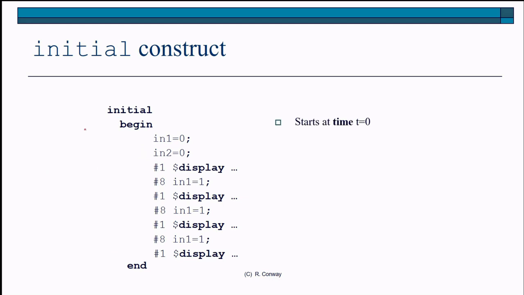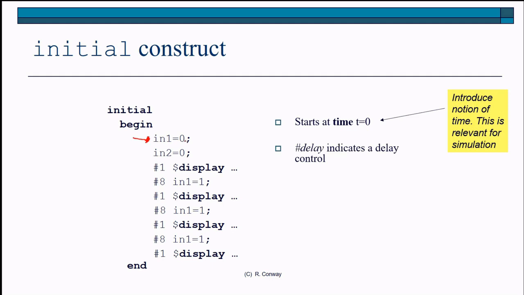During simulation, the initial statement executes starting at time t equal to 0. The notion of time is important for simulation in Verilog. The first statement in our block is an assignment statement. Now this is formally known as a procedural assignment statement, and it's different from the assign statement or continuous assign statement we had on the previous slide.